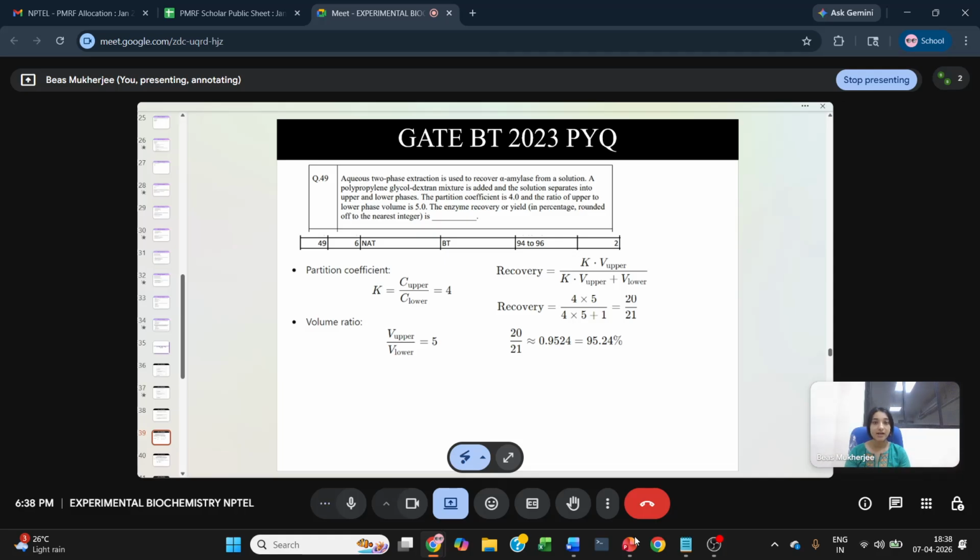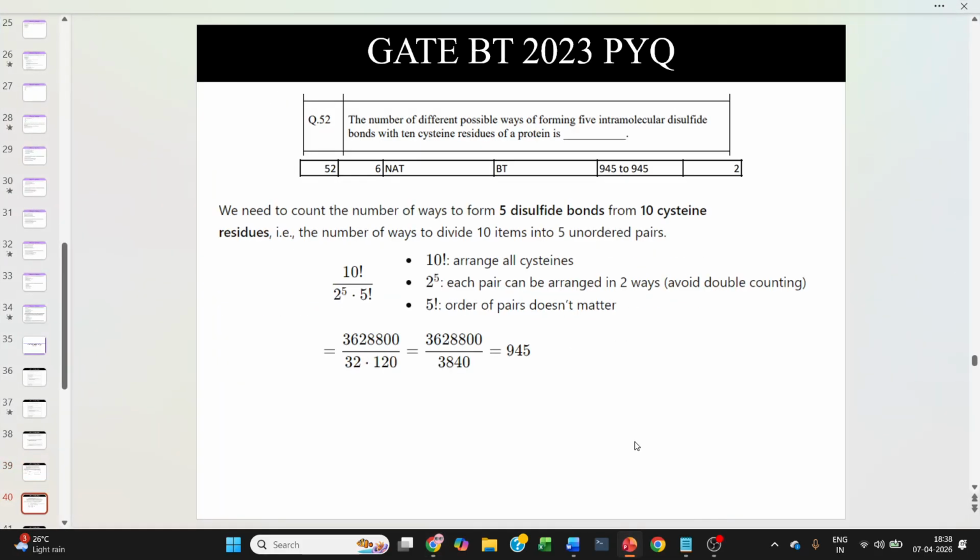That is given. Right. Now recovery is equal to partition coefficient into V upper divided by partition coefficient into V upper plus V lower. Right. So what you do is 4 into 5 divided by 4 into 5 plus 1. So that is 20 by 21 and you calculate the percentage and you get 95.24 percentage. Okay. That is the enzyme yield.